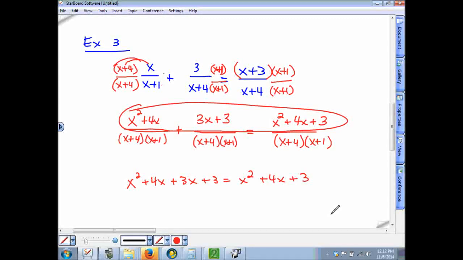That's a great question. I was just going to ask that, actually. What about combining like terms? You combine before you move them over. We could. Which ones would you be talking about? 4x and 3x. We could turn that into 7x. x squared plus 7x plus 3 equals x squared plus 4x plus 3.